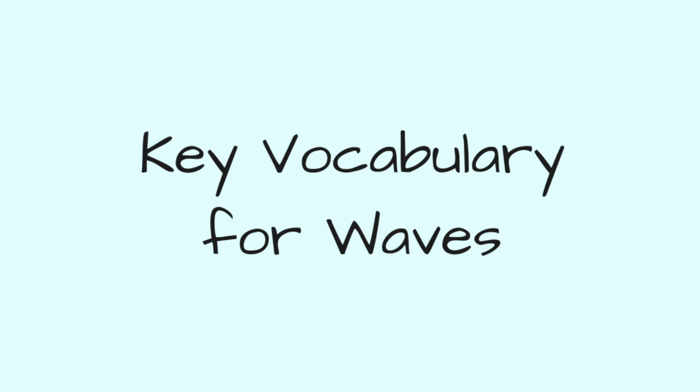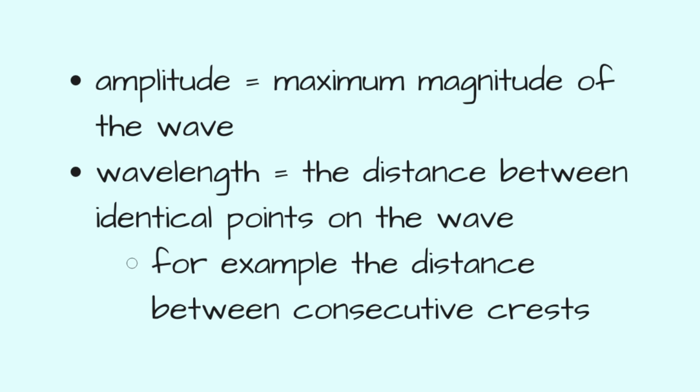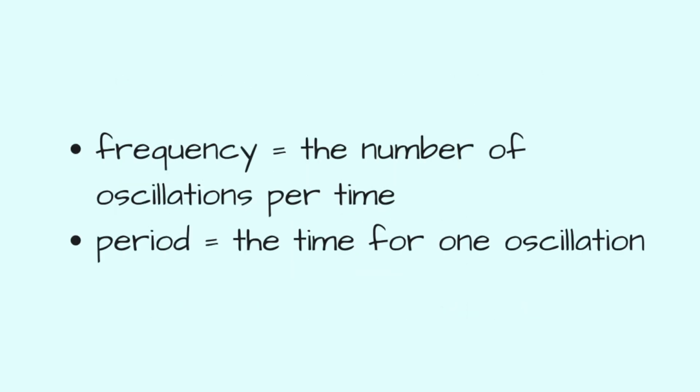Some key vocabulary for waves includes the following. The amplitude is the maximum magnitude of the wave. The wavelength is the distance between identical points on the wave, for example, the distance between consecutive crests. The frequency of a wave is the number of oscillations per time. The period of a wave is the time for one oscillation.